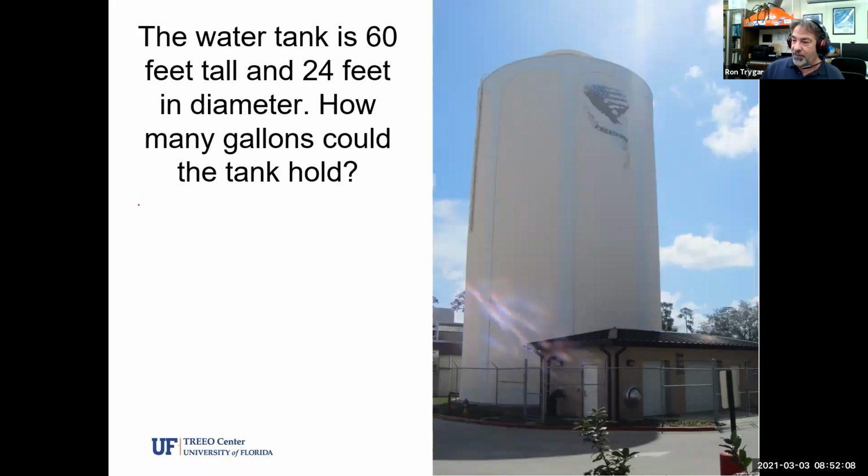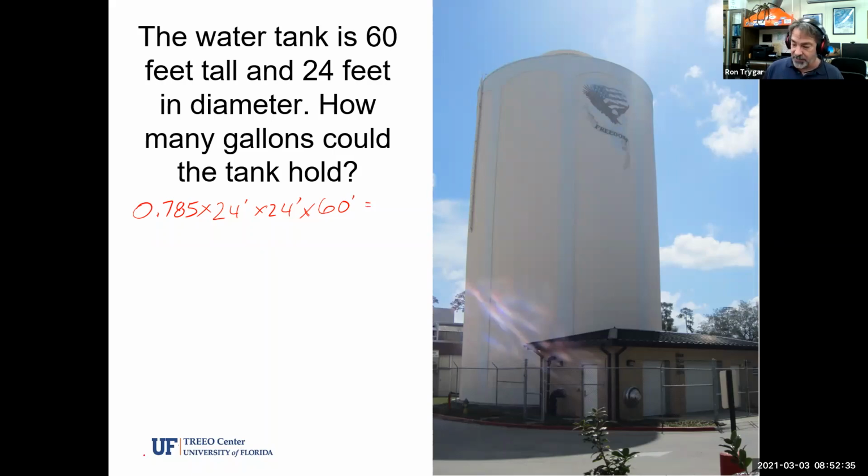Because we have diameter, I'm going to show you first the 0.785, because diameter is given. So 0.785 times 24 feet times 24 feet. That's the diameter times diameter, which is squared. And then now we multiply by the height. The height of the tank is 60 feet. And that's going to give me the cubic feet inside the tank.